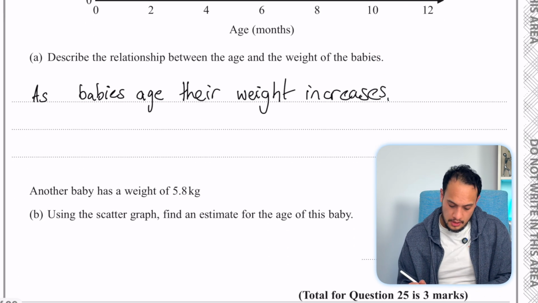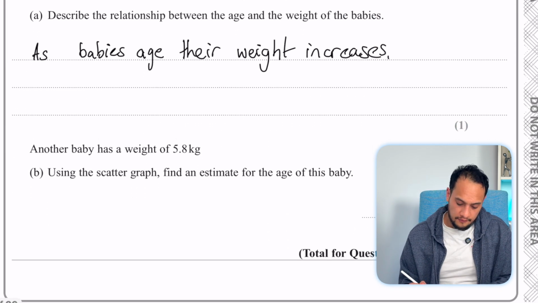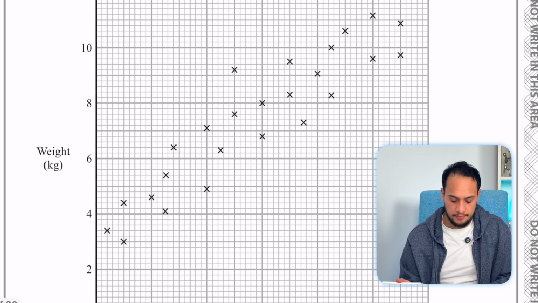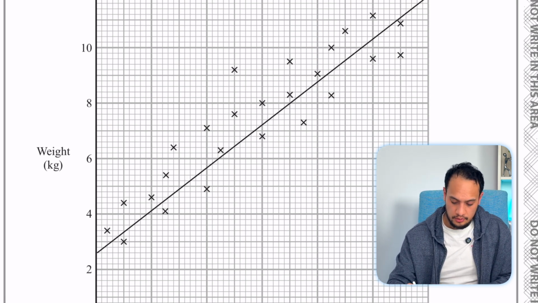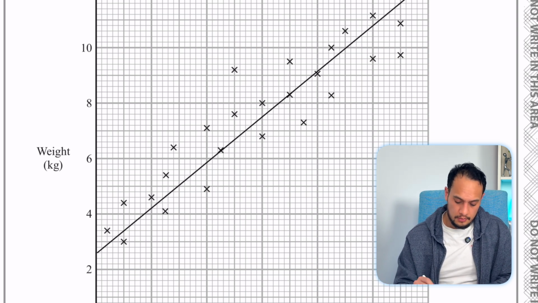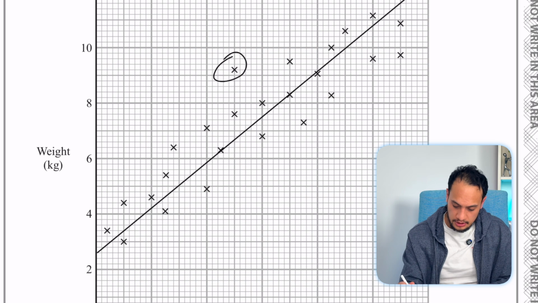Okay. Now you've got another baby with a weight of 5.8 kilograms. Using the scatter graph, find an estimate for the age of the baby. The way that we do that is think about a line of best fit. So I'm just going to draw a line that passes through or as close to as many points as possible. They usually accept a range of answers for this. We can ignore this point because it's an outlier essentially.